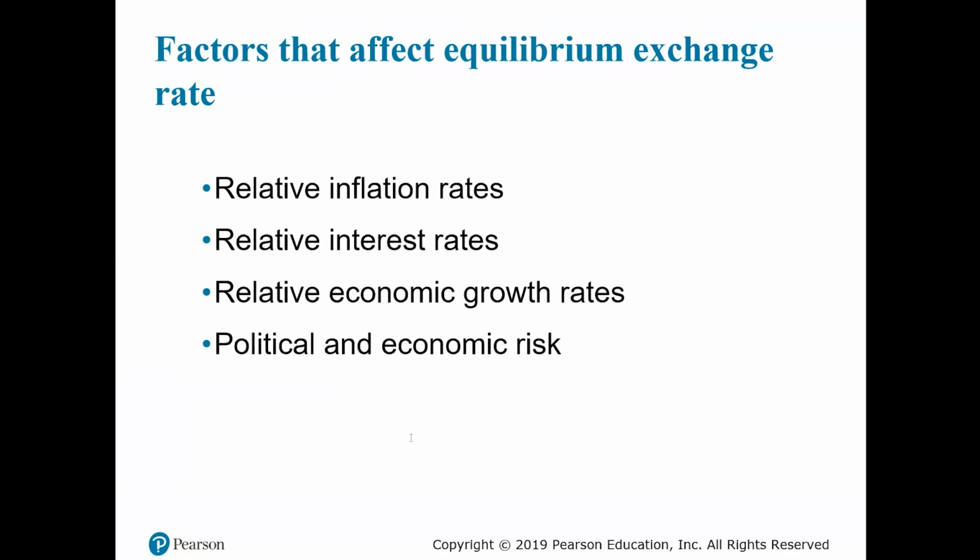Now, what are the factors that affect the equilibrium exchange rate? Inflation rates, relative interest rates, relative growth rates, and political and economic risk. Relative inflation rate means the relative price levels in the two countries. What happens when the price level increases in Australia and that remains fixed in the USA? Currency moves from one country to another country. What happens when relative interest rates change?